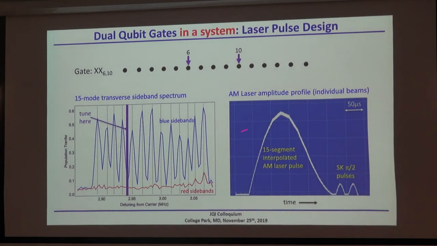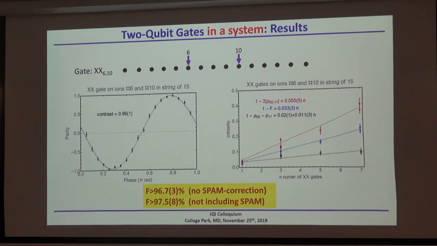So using a very simple shaped pulse tuned between neighboring modes like this, we have performed a sample gate between ion 6 and ion 10 here in this chain. And we have characterized the fidelity of this gate by performing repeated gates, and after a variable number of gates, scanning the phase of a subsequent pi over 2 pulse, looking at the oscillation of the parity of these two ions. By using the information about the contrast of the parity fringe together with the population in the 0,0 and 1,1 states, without applying the pi over 2 pulse, we can extract the fidelity or the loss of fidelity per gate in the system.